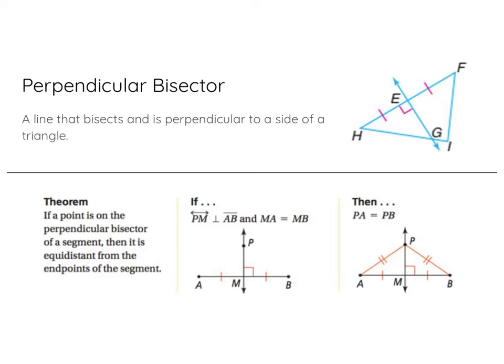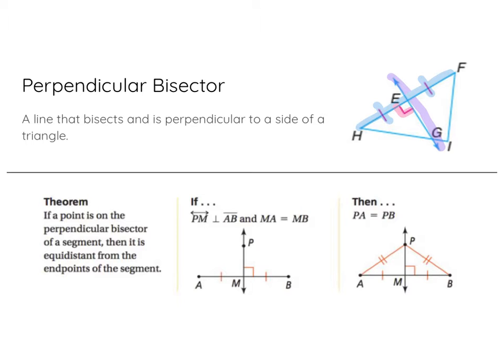So the first one is a perpendicular bisector, and that is just a line that bisects a side. If you notice, this side is being bisected, we have our tick marks there, and it's also perpendicular, right? The two important pieces are that it bisects, meaning it splits the side into two congruent parts, and it's perpendicular, so it forms a right angle.